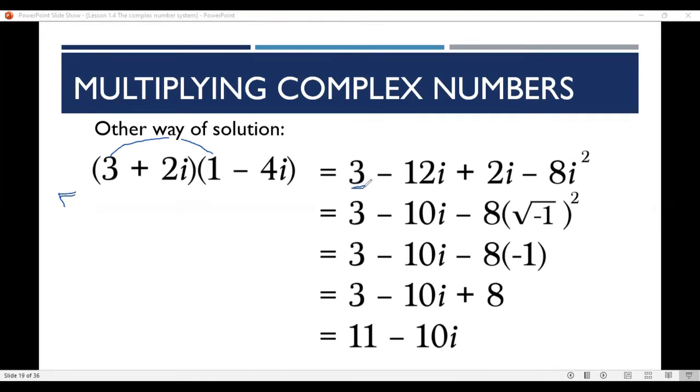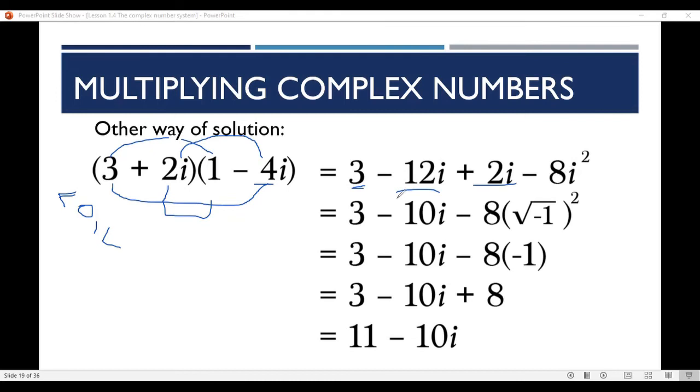So, meron tayong 3. Then, yung 3 and negative 4i, kasama na yung i. Yun naman yung outside. Di ba? Outside. Then, yung 2i and 1, yun naman yung inside. Plus 2i. Then, yung last term, 2i and negative 4i. So, yun naman yung last. Kaya, pwede mo rin gamitin yung FOIL. Negative 8i squared. Nalagay mo lang yung proper na product niya. Then, tsaka natin ayusin yung first attempt natin.